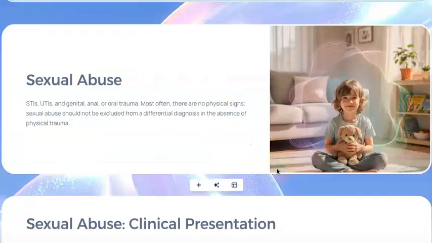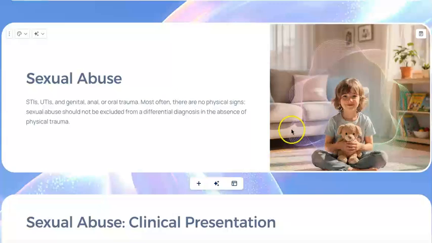We talked about child neglect, next we talked about physical abuse, and next is sexual abuse. A child may develop STIs, UTIs, and genital, anal or oral trauma, and based upon this we think that this is sexual abuse.